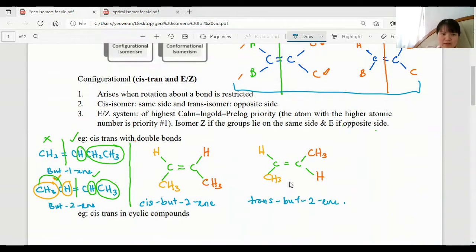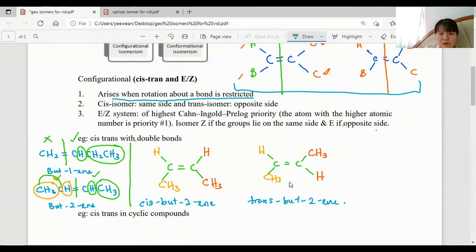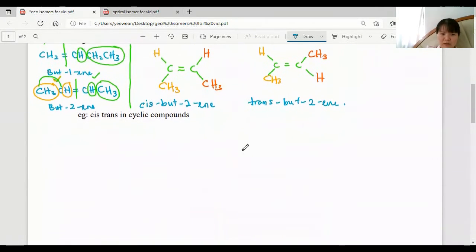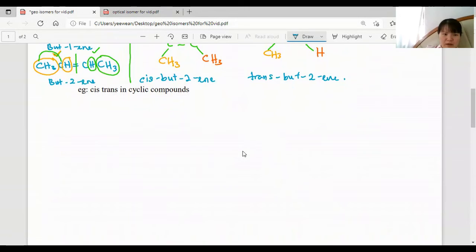If you haven't noticed, it says here that cis and trans will arise when the rotation about a bond is restricted. So it did not say that it must have a double bond, as long as the rotation about a bond is restricted. So another option would be having a cyclic compound. For example, this is cyclobutane.